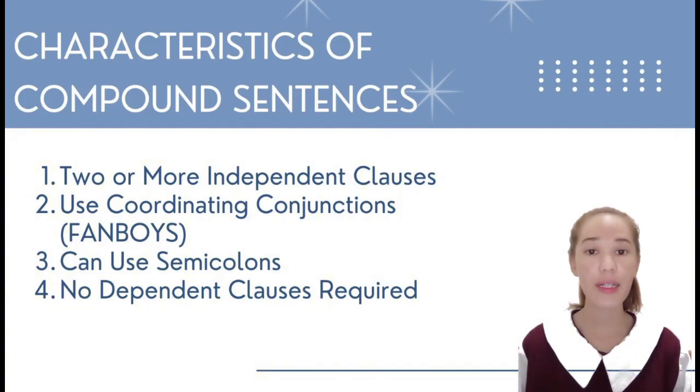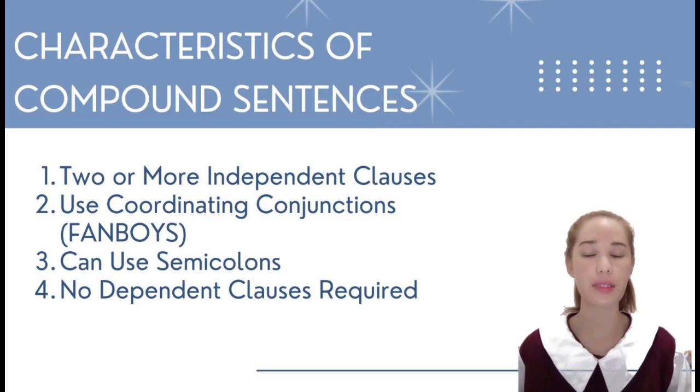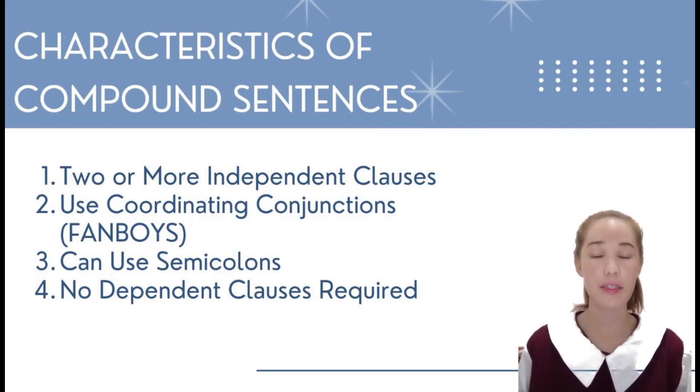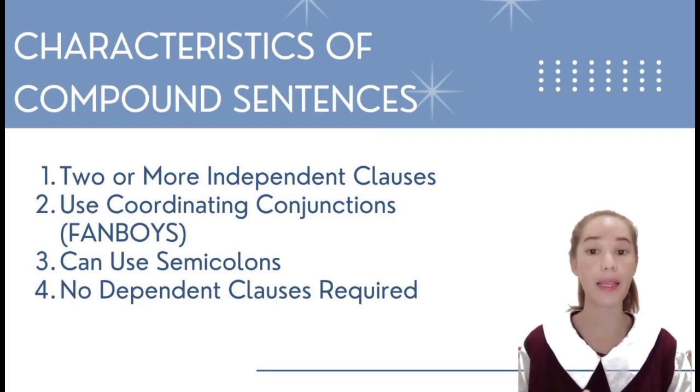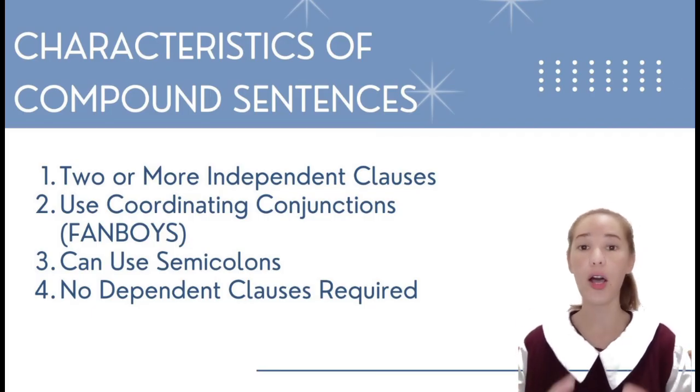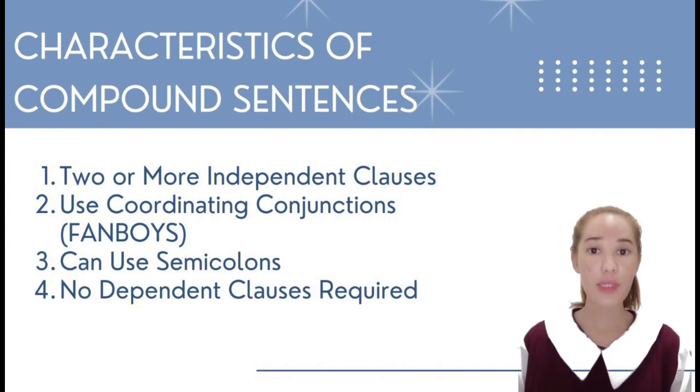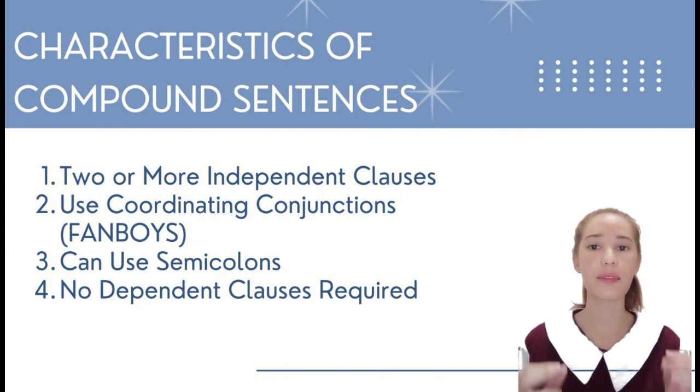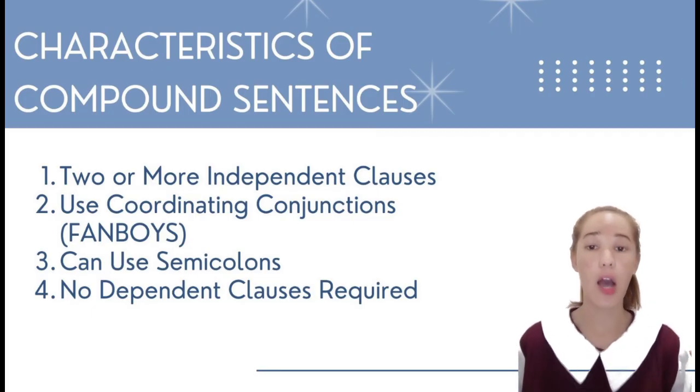Next, the fourth characteristic is that compound sentences do not contain dependent clauses. This makes compound sentences different from complex sentences. A dependent clause is a group of words that cannot stand alone as a sentence because it doesn't express a complete thought. Dependent clauses usually start with a subordinating conjunction like because, although, when, if, or since.